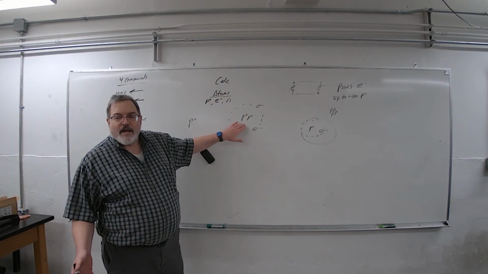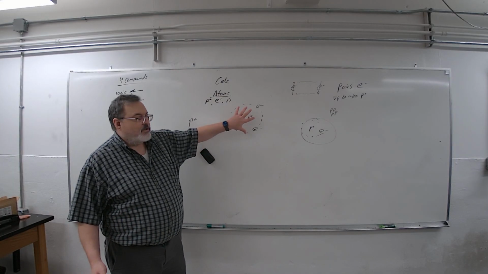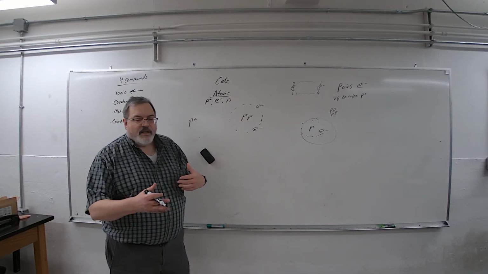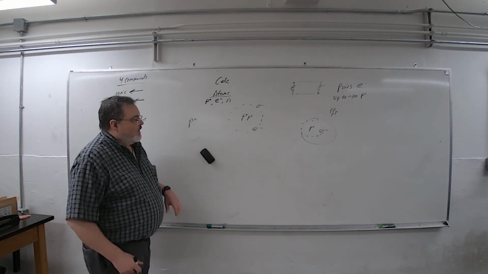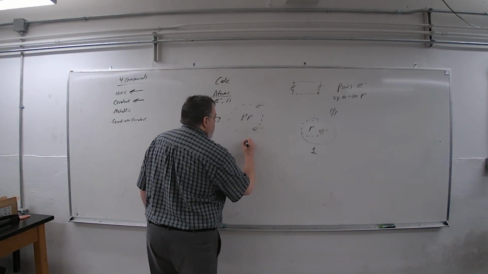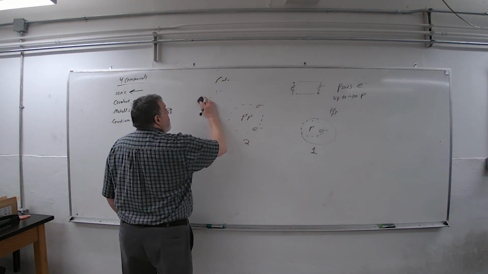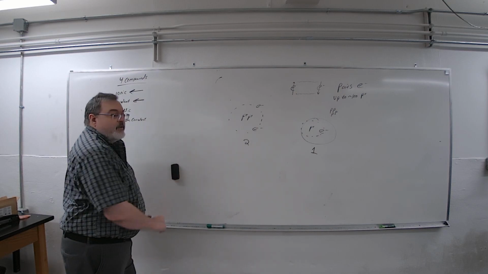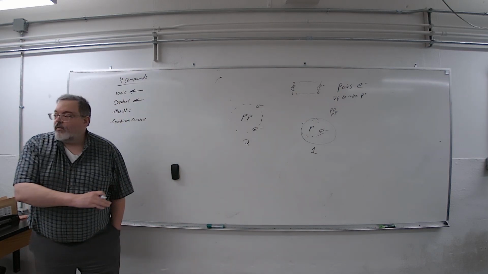And let's talk about neutral atoms first before I start talking about charged atoms. So the protons and electrons balance. So we could call this the number 1 atom. We could call this number 2 atom. And then there's the number 3 atom, and the number 4 atom, and the number 5 atom, going all the way up to around 100.